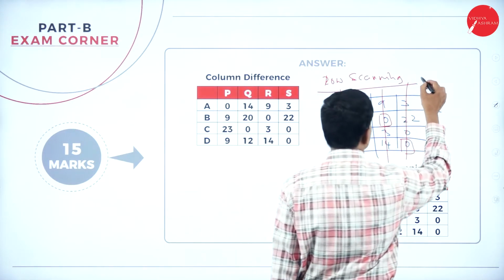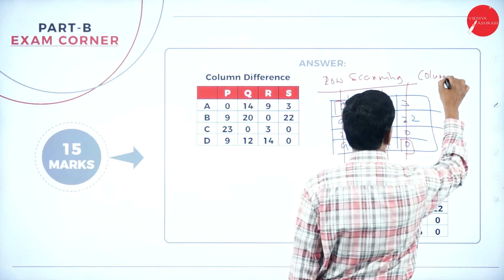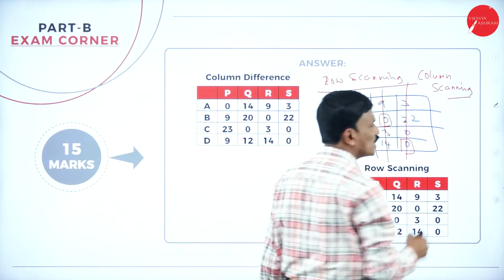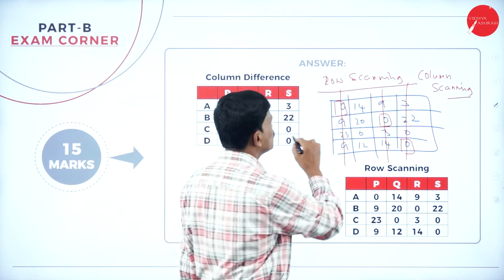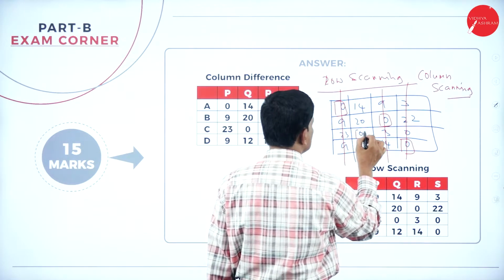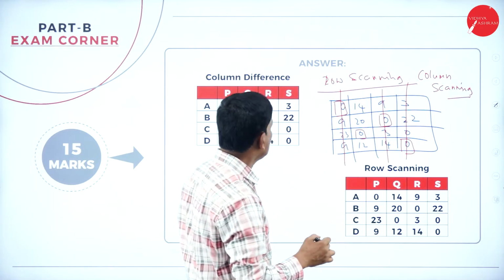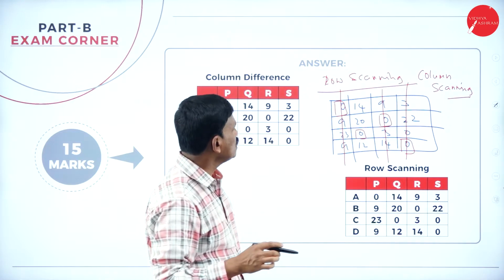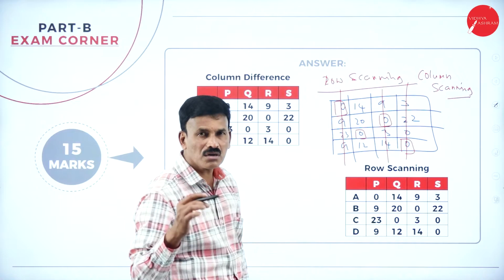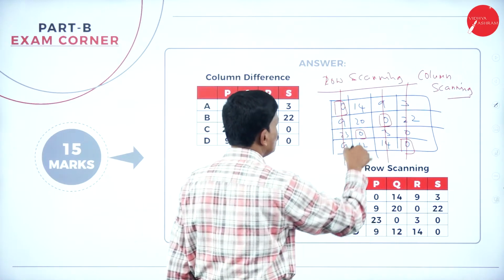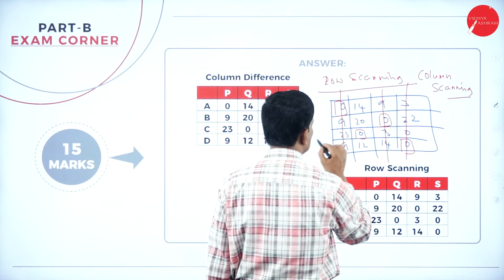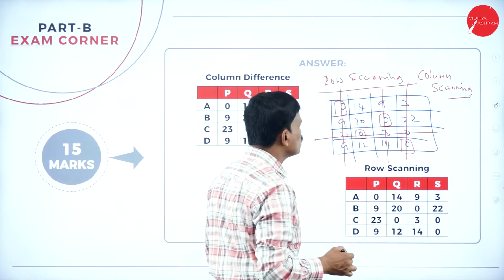Now come to the column scanning. What is column scanning? In the first column, there is no 0. In the second column, in the third column, there is 1 0. If there is a 0 in the column, that means after row scanning of the first, second, third and fourth rows, let us come to the column scanning. In the first column, we have cancelled. In the second column, there is 1 0. If there is 1 0 in the column, that particular row must be cancelled.